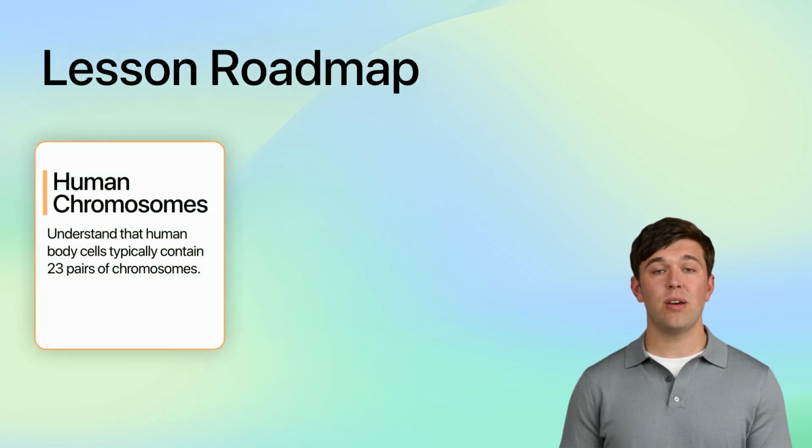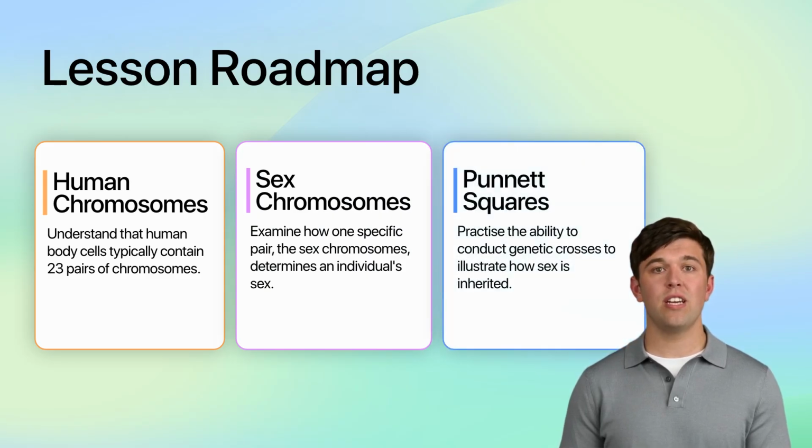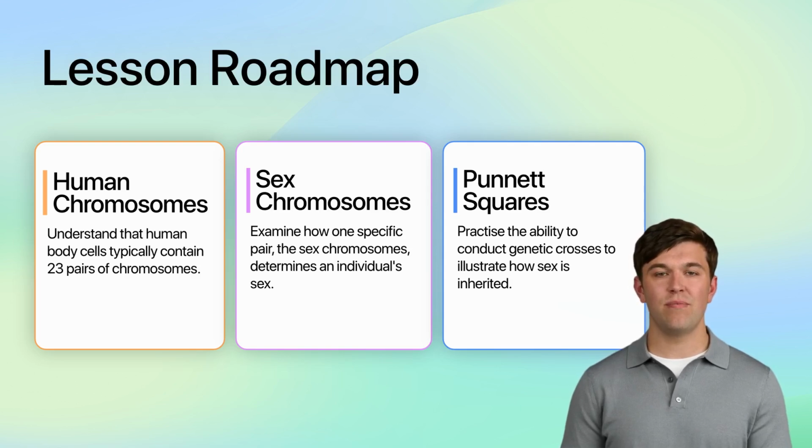Understanding that human body cells typically contain 23 pairs of chromosomes, examining how one specific pair, the sex chromosomes, determines an individual's sex, and practicing the ability to conduct genetic crosses to illustrate how sex is inherited.